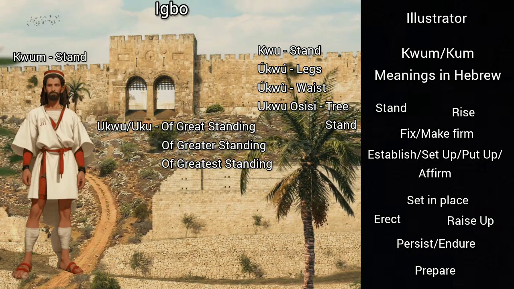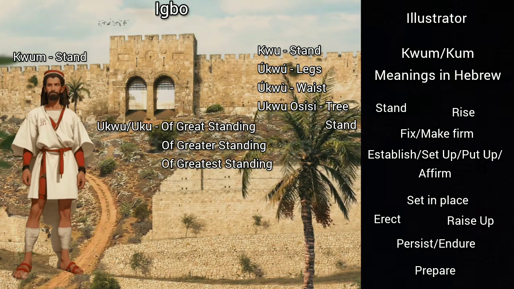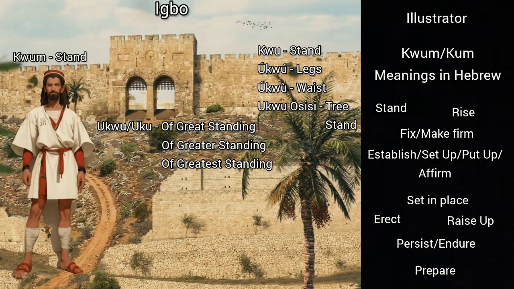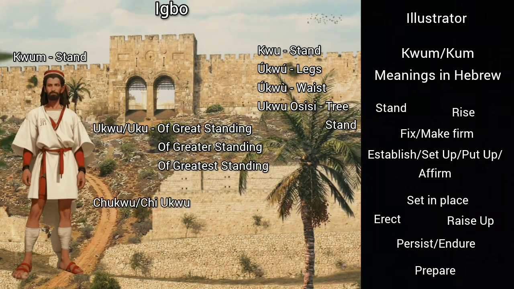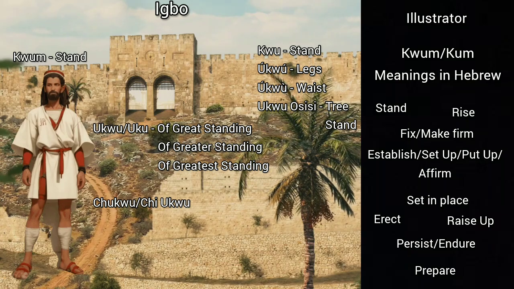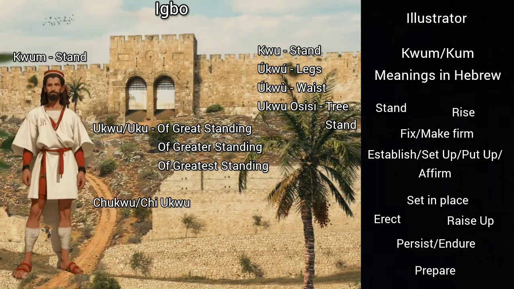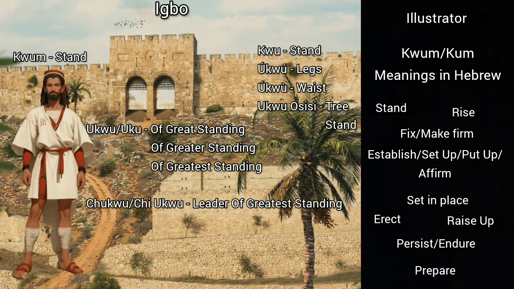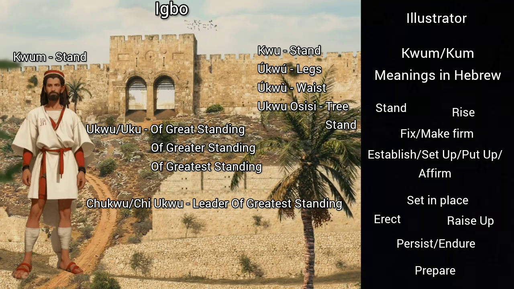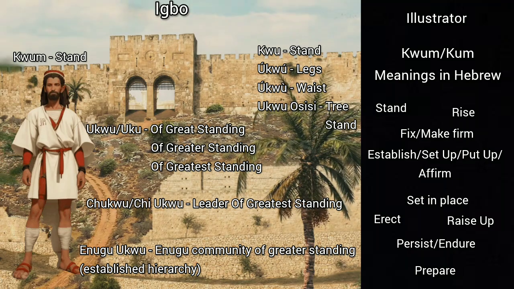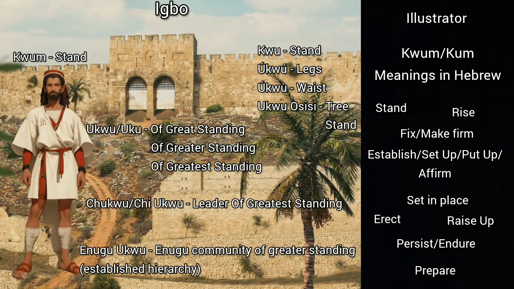Consider some applications of this word. The word that means God in the Igbo language, there are various words that mean God anyway, but the most popular one being Chukwu. So Chi Ukwu is the name. The Ukwu there means of great standing. So that word Chukwu actually means our leader of greatest standing, not even great standing, because God is the number one in the Igbo race, okay? So he's our leader of greatest standing.